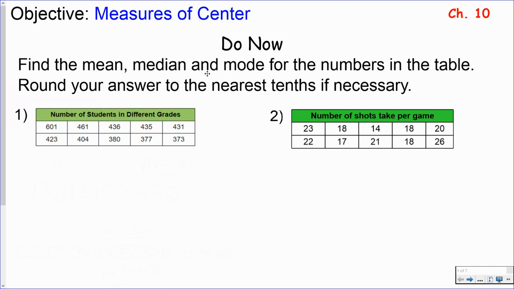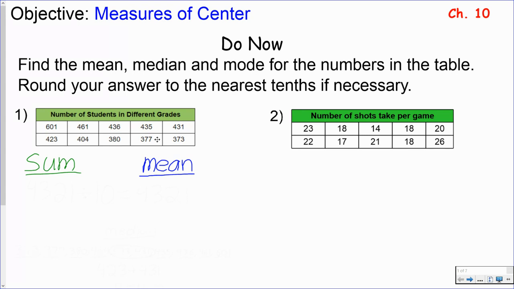Now, there is work that I'm going to want to see, so that you get used to focusing on the things that are important. So the first thing was to find the mean. To find the mean, you have to find the sum of the numbers first. So when writing the work, you will be expected to write the sum. To find the sum, you add your numbers together. You can use a calculator to do that.